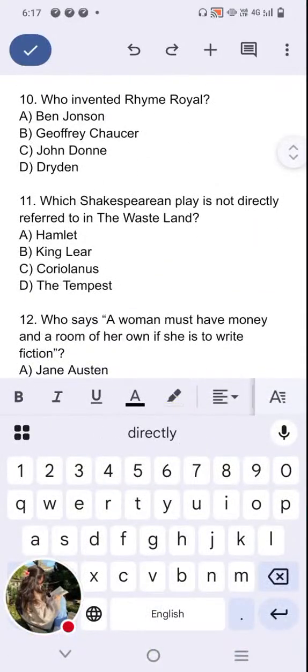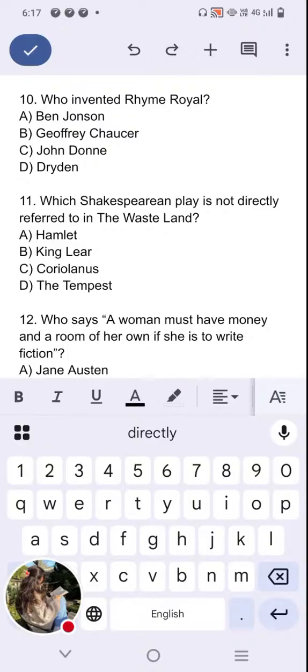Next, 10th question. Who invented rhyme royale? Option A, Ben Jonson. Option B, Geoffrey Chaucer. Option C, John Donne. Option D, John Dryden. Who invented rhyme royale? I'll give you a hint.